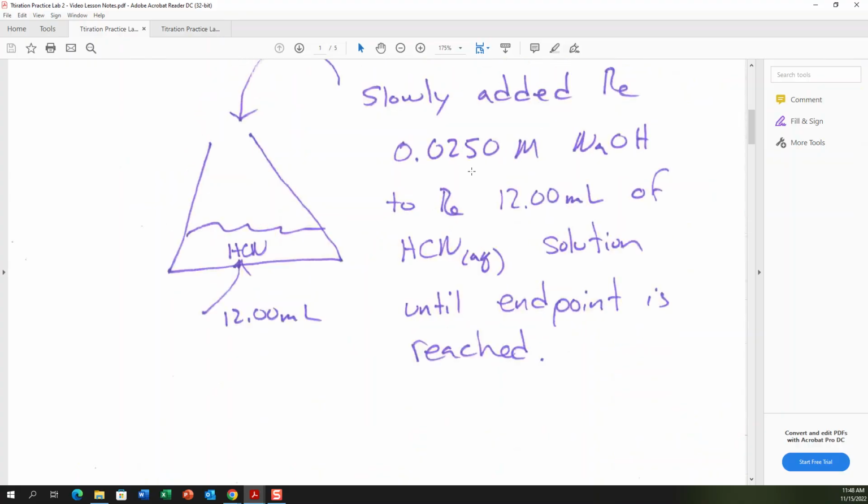So once we know the volume of the NaOH solution, since we already know its molarity, we could figure out the moles of NaOH. It reacts with HCN in a 1-to-1 ratio, so then we could figure out how many moles of HCN we have. And then to figure out the molarity of that HCN solution, we would take the moles of the HCN and divide it by the volume, but make sure you divide it by liters, not milliliters. That would give us our molarity, and that's it. That's what we would do.